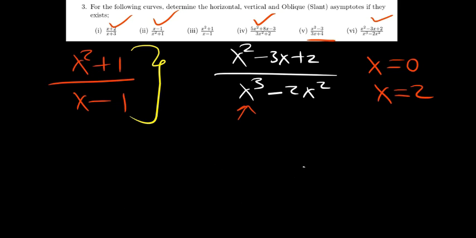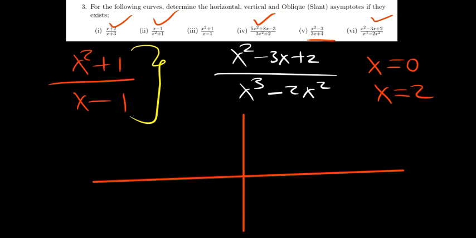So when you begin sketching this function, we don't expect it to cut the part where x is 0, which is of course the y-axis, and then x is equal to 2. So it should not cut these two lines. That's what it means for vertical asymptotes.